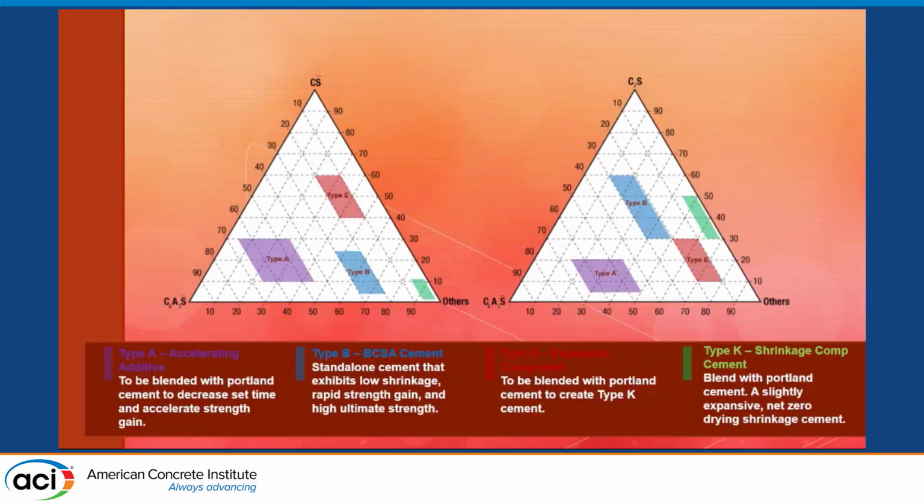So I want to use this plot just to show where I'm focusing. It really depends how you play with the compounds, the belite, the calcium aluminate sulfate, and the other compounds, that you will fall in one category or the other. I'm going to focus today on the type B and the type K cement, and those are the applications that I'm going to talk through.